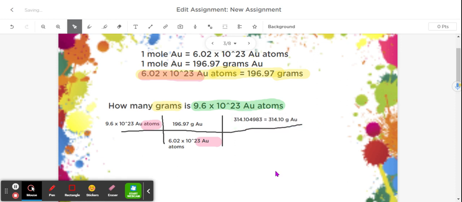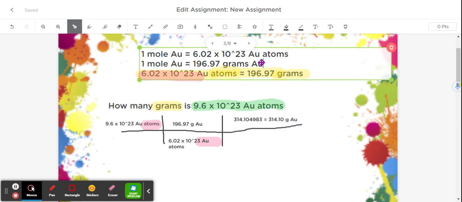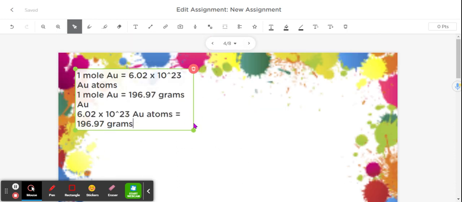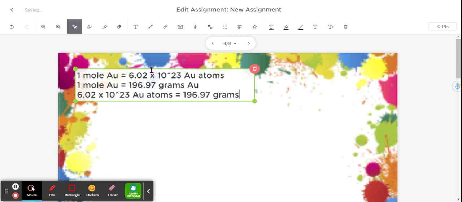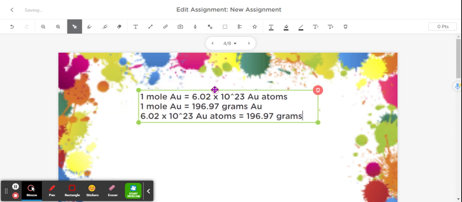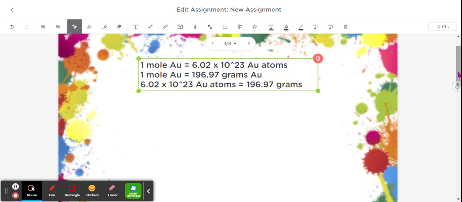So there is a second question. We're going to do one more. All right, so let's go to the next slide. Again, I'm just going to copy and paste. What I'm trying to do is make it easier for myself. But what's going to make it easier for yourself is to have these conversion factors written out, and then decide as you draw your truth table which ones to use.